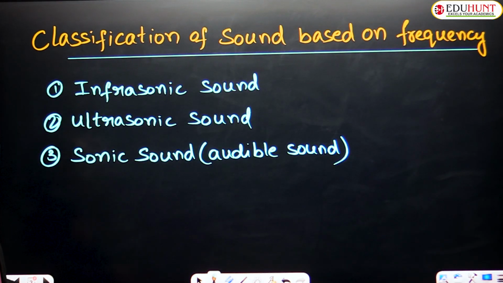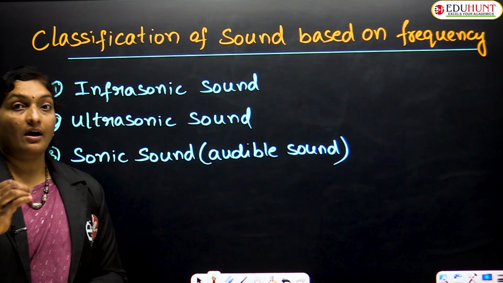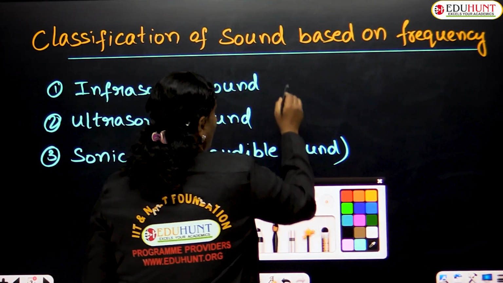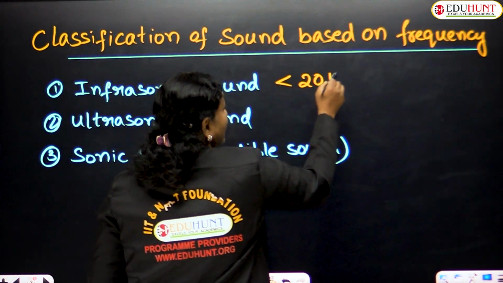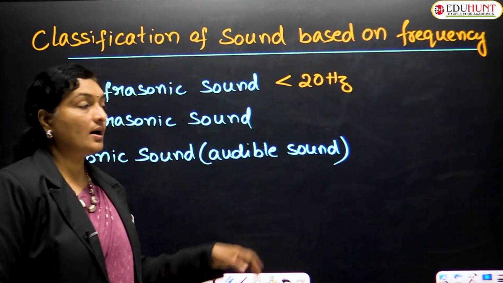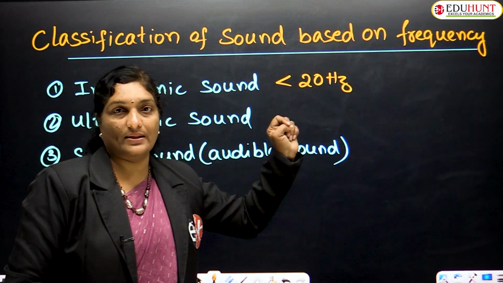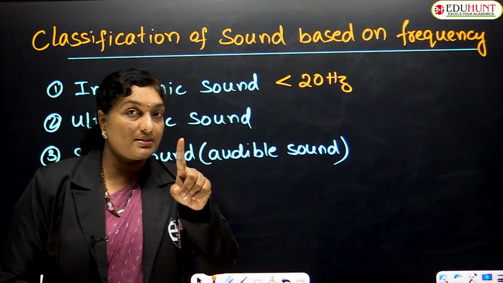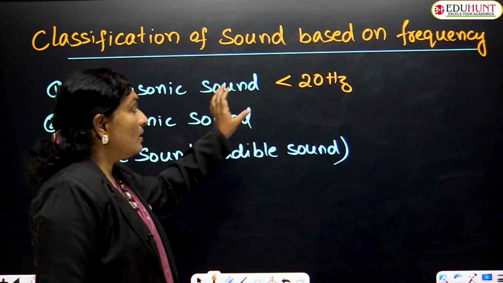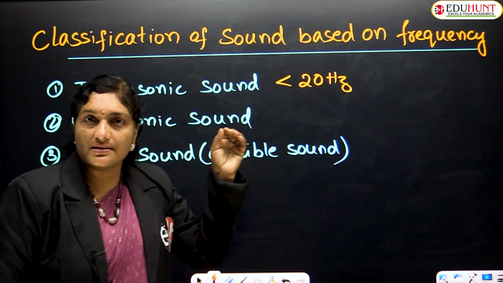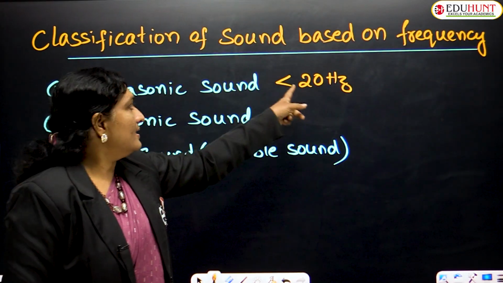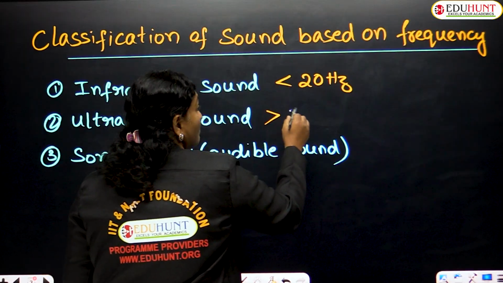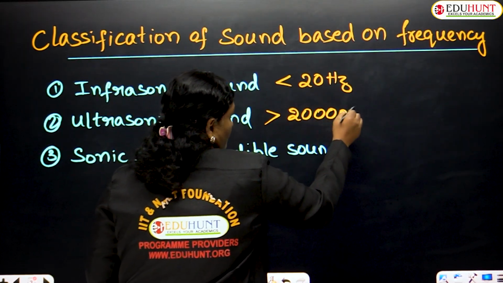So let us try to understand in detail. What is infrasonic sound, children? If the frequency of a vibrating body is less than 20 hertz, as I have told you earlier, hertz is the unit of frequency. Frequency is the reciprocal of time period. The number of vibrations produced per second is measured as frequency. So, if the frequency of a vibrating body is less than 20 hertz, then it is termed as infrasonic sound.